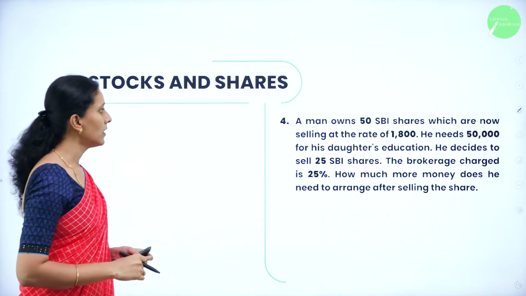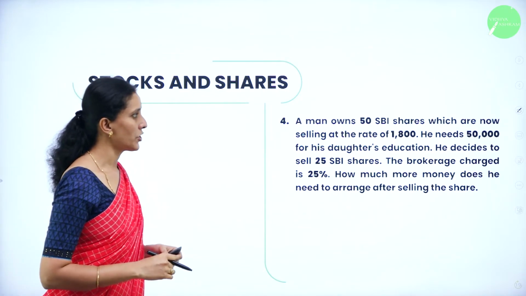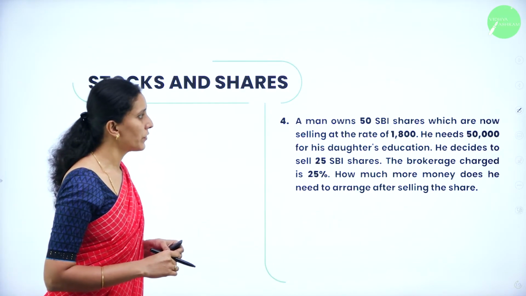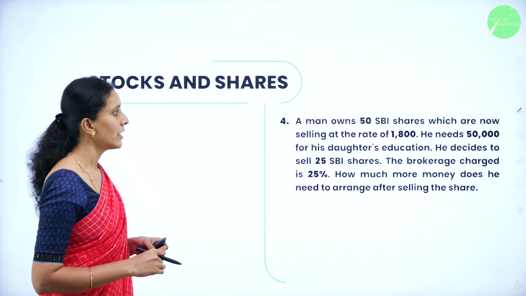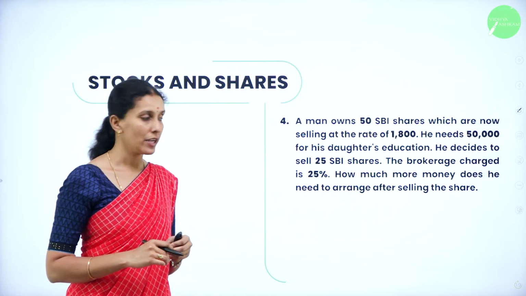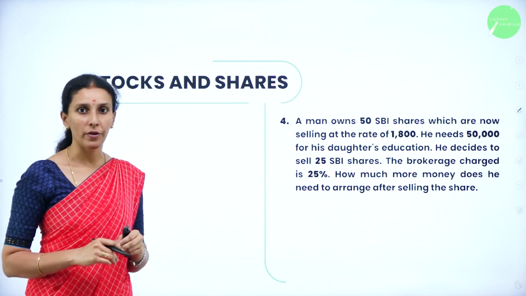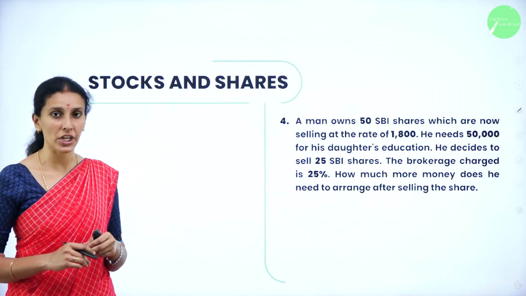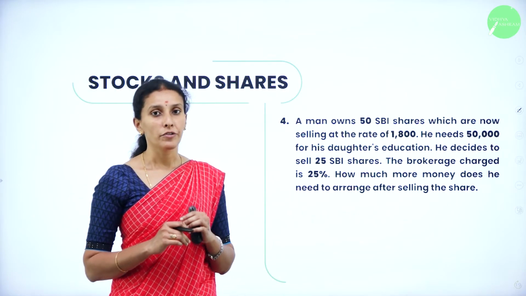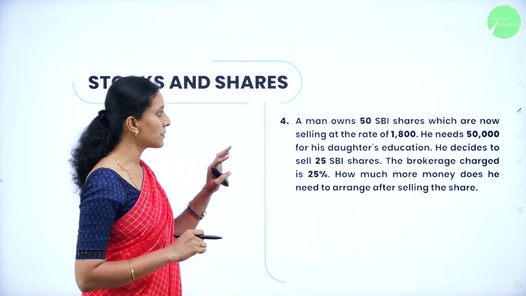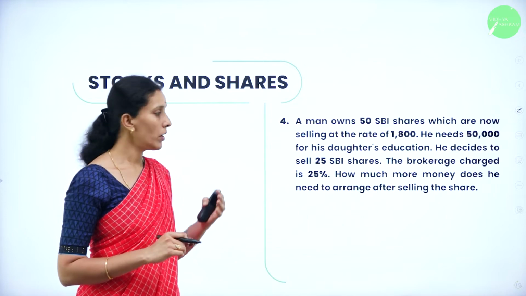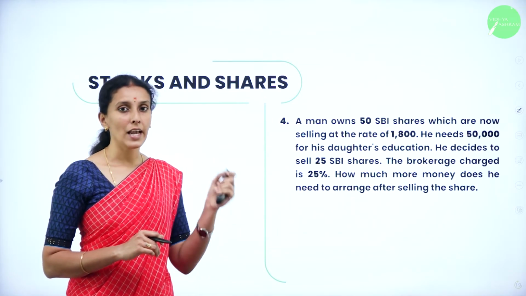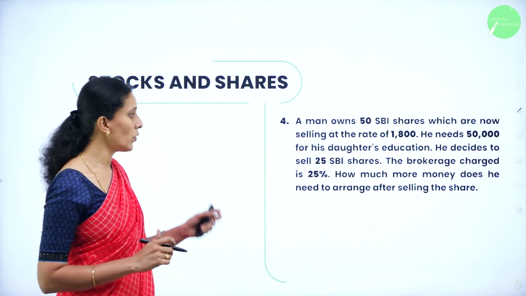Next question we have. A man owns 50 SBI shares which are now selling at the rate of 1,800. He needs 50,000 for his daughter's education. He decides to sell 25 SBI shares. The brokerage charge is 2.5%. How much more money does he need to arrange after selling the share? He needs to arrange 50,000 rupees. He has 50 SBI shares. He has sold 25 shares on rupees 1,800. Let's see how many remaining amount he has to arrange.